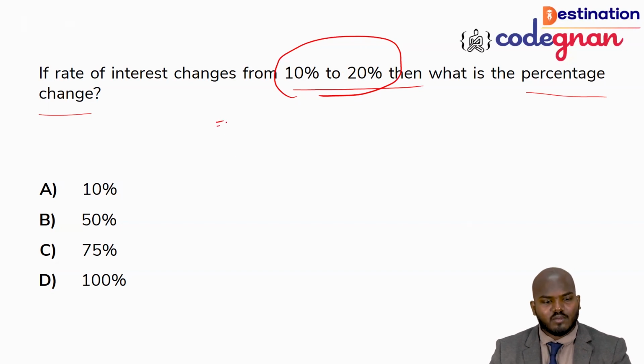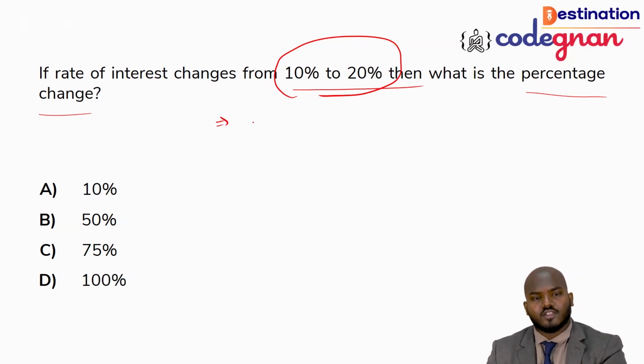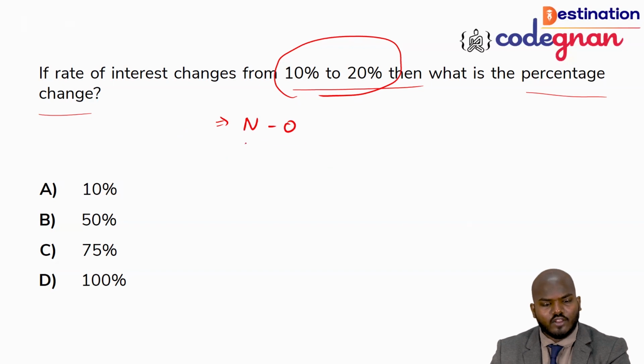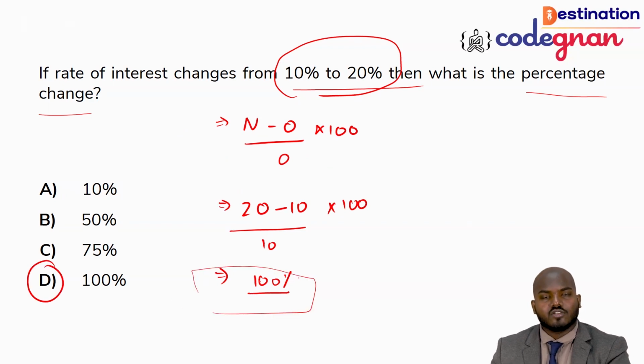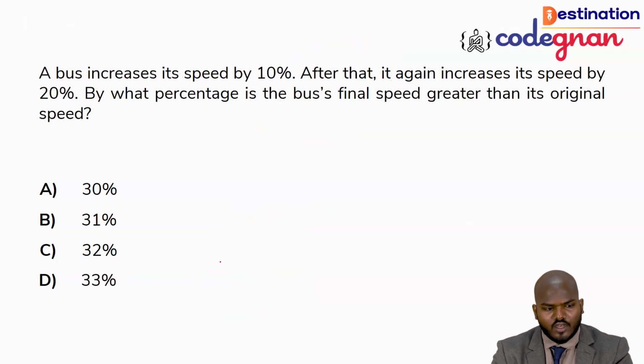So the percentage increment formula is equal to what? That is new value minus old value by old value times of 100. So new value is equal to 20, old value is equal to 10, by 10 times of 100 if you made. So 10 and 10 get cancelled. You will get the value again, that is 100. Okay, so the option D is the correct answer here. So the percentage change in the answer we can call 100 percentage. Okay, so going to the next one.